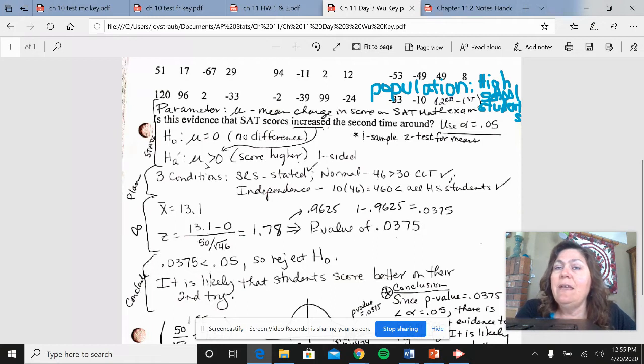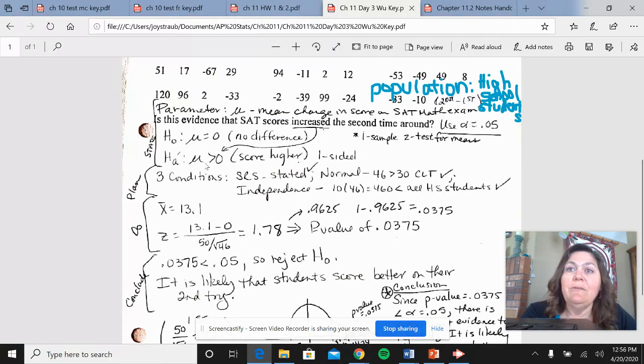Then the do, there's your test statistic. I put all this data into my calculator and got an x bar of 13.1. There you could see the work. Sigma was given to us at 50, so we used that. n is 46. So I get a z-score of 1.78, and when you go to the table, that is 0.9625. And of course, we're doing a right tail, so we need to remember to do 1 minus that to get our p-value of 0.0375.